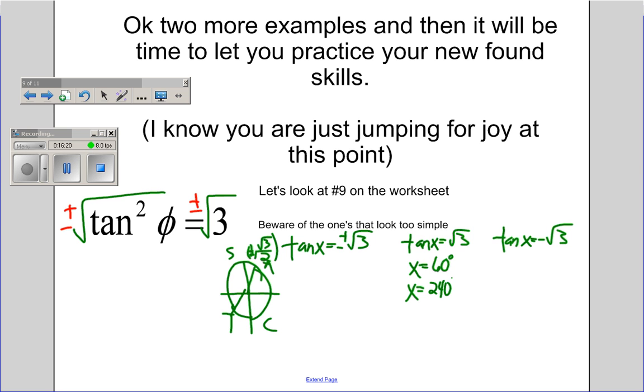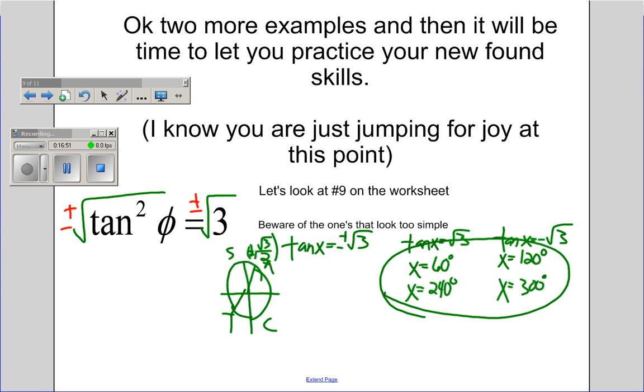240 degrees. Okay, but then I also have the negative version, so that's going to be in the second and fourth quadrants. So again, a reference angle of 60 in the second quadrant is going to be x equals 120 degrees, and in the fourth quadrant, x is going to be 300 degrees. Okay, so these four answers are what I've got. So if I forget the plus or minus, I've really lost half the question.